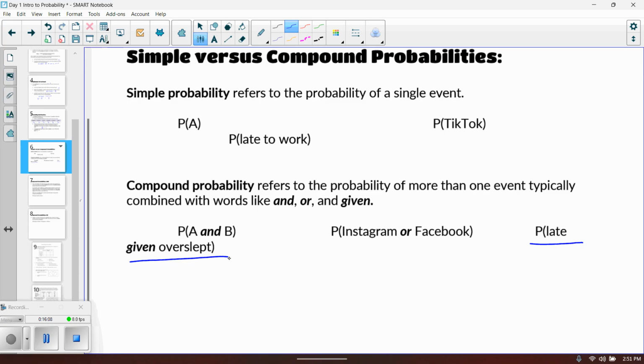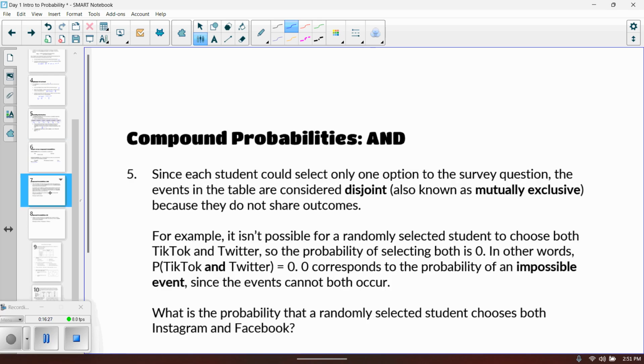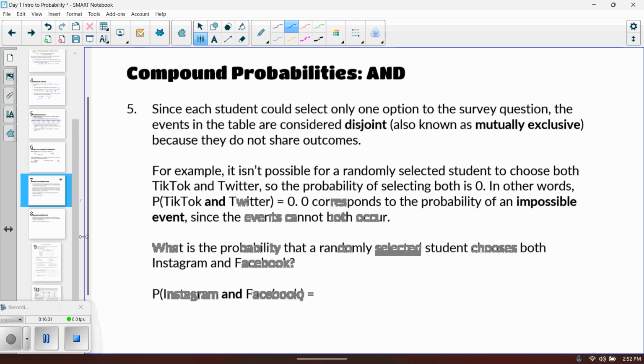The probability that you're late, given that you might have overslept. And you would probably expect that that probability might go up. The probability that you're late, given that you overslept. That's a slightly more complicated one for us to do, but we will figure those out as we get to them. So let's talk first about the and statement.